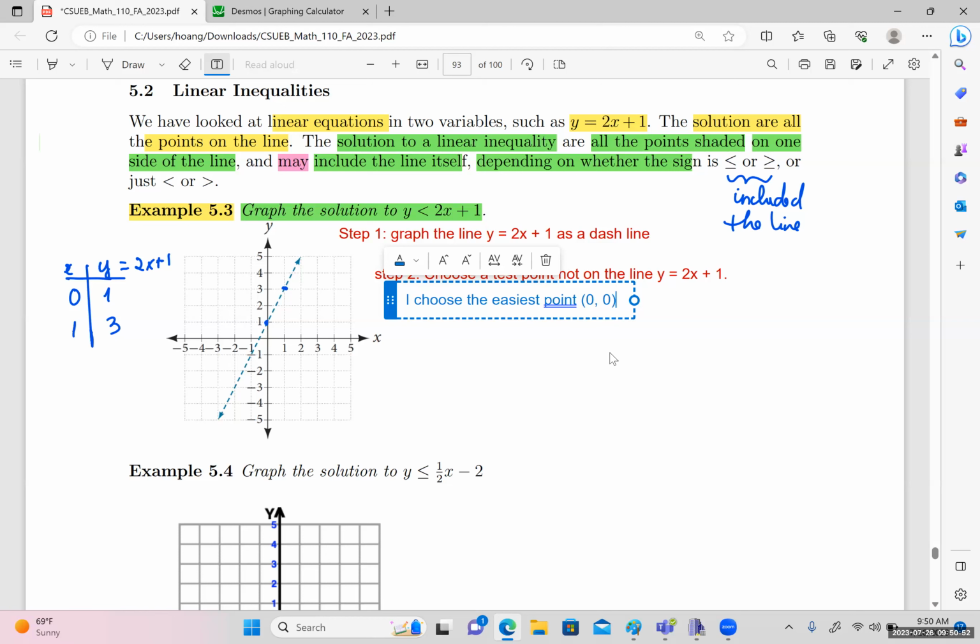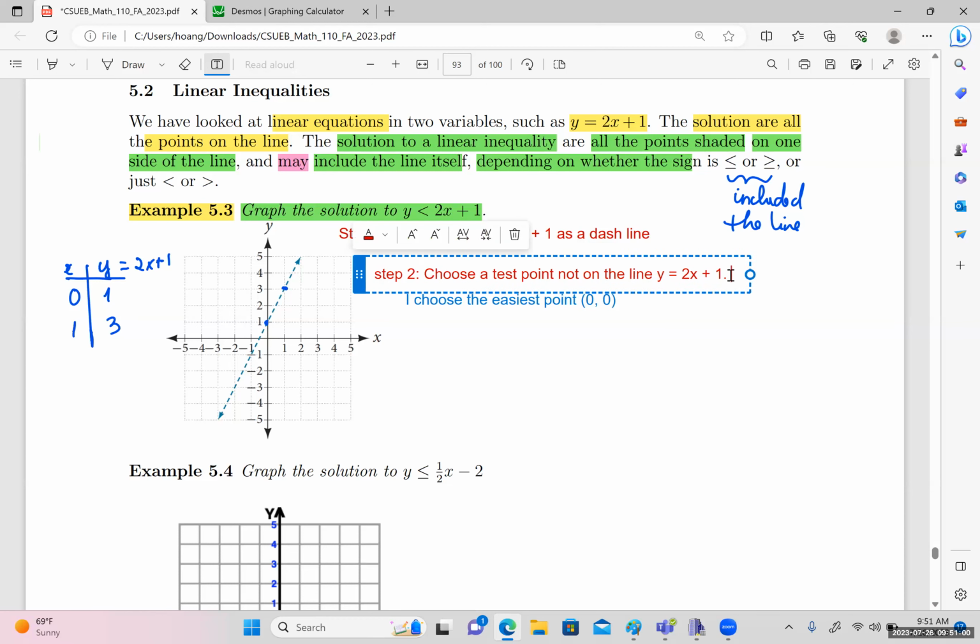So choose a test point not on the line, and then put the value into the inequality to check if it satisfies.